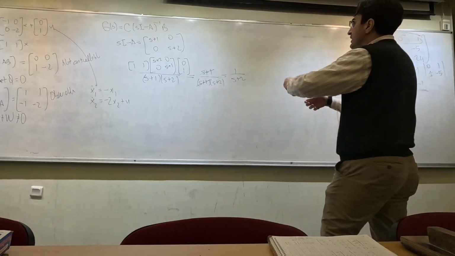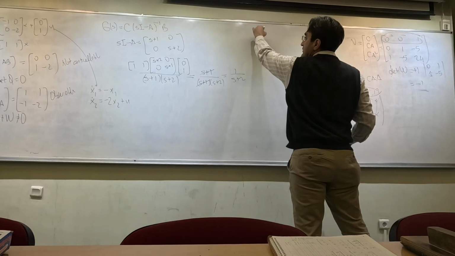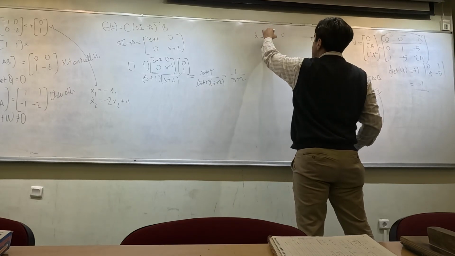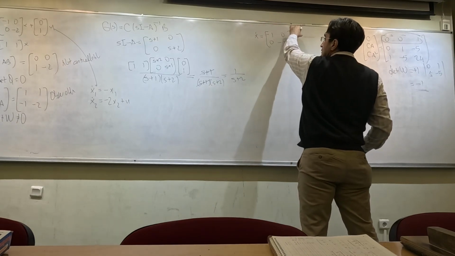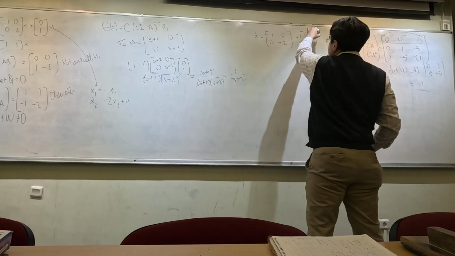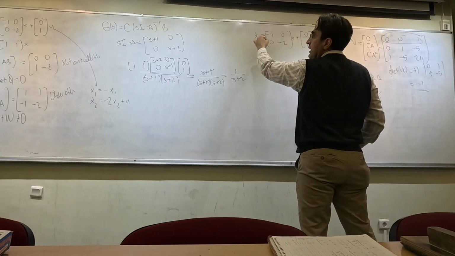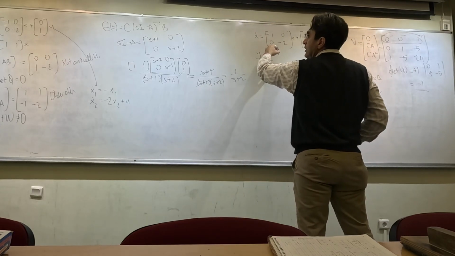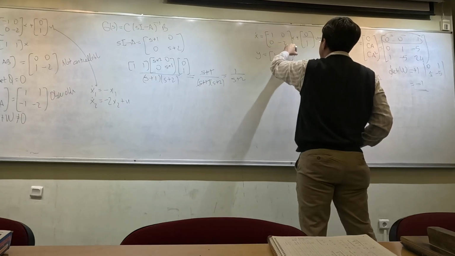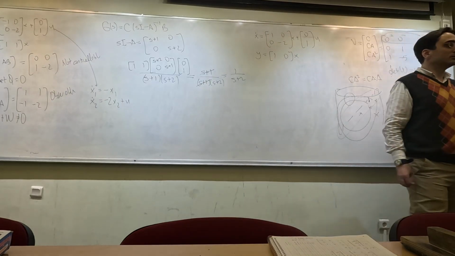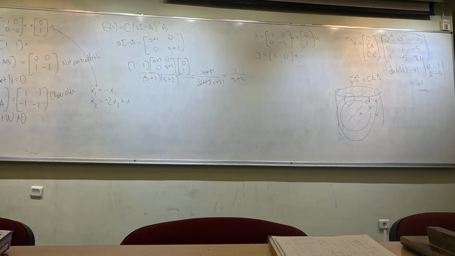I will take the same system, right? x dot is equal to [-1, 0; 0, -2] x plus [0; 1] u, and I have y equal to [1, 0] x. Okay.